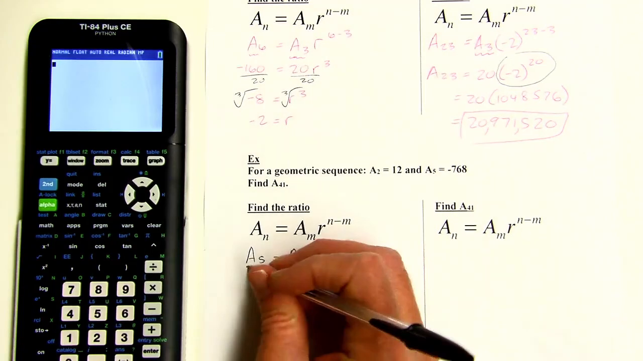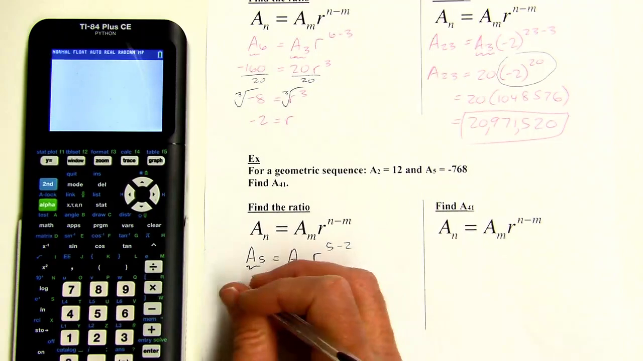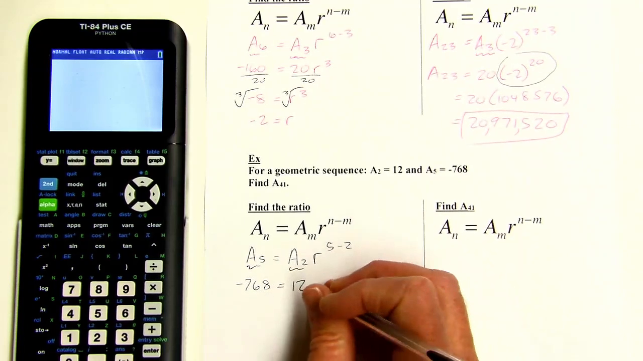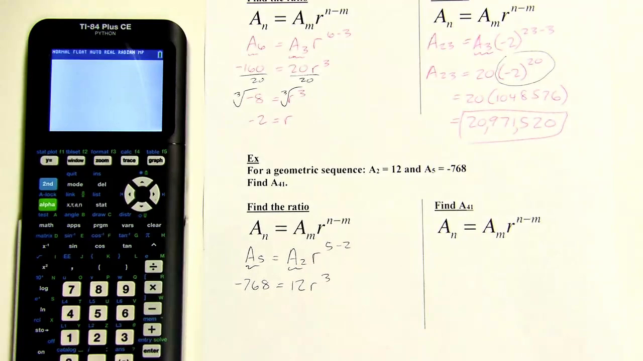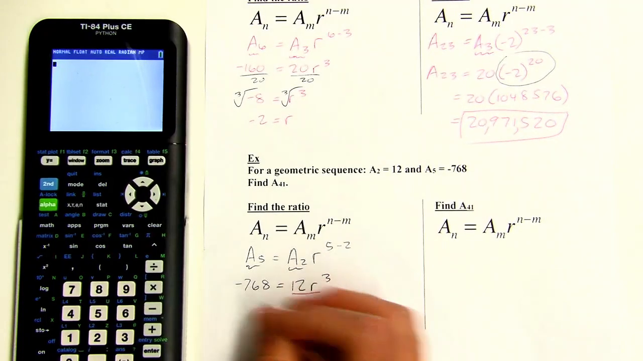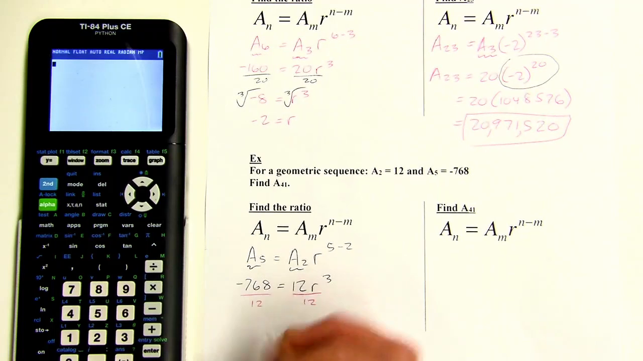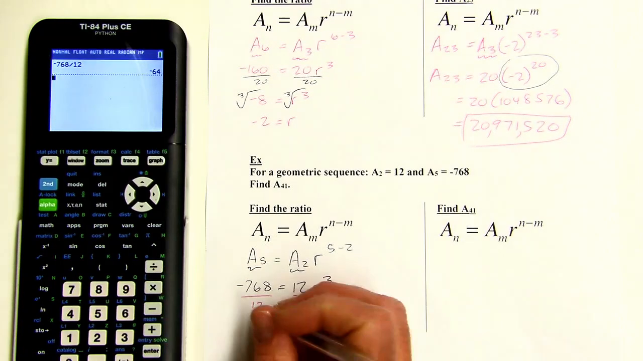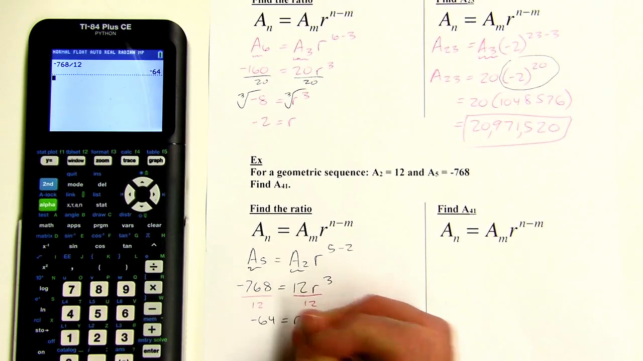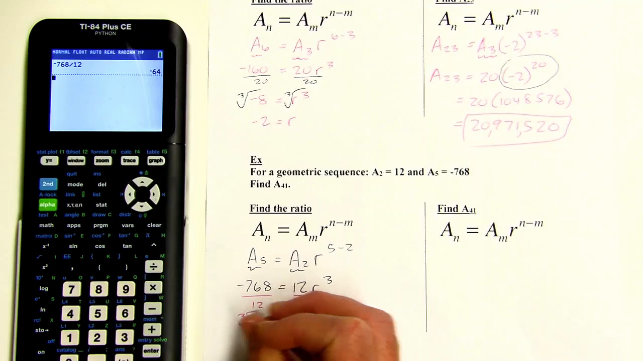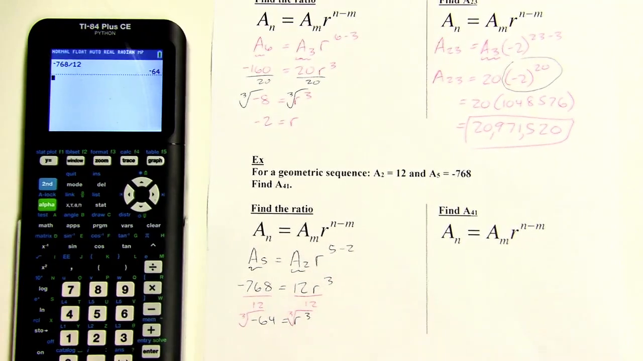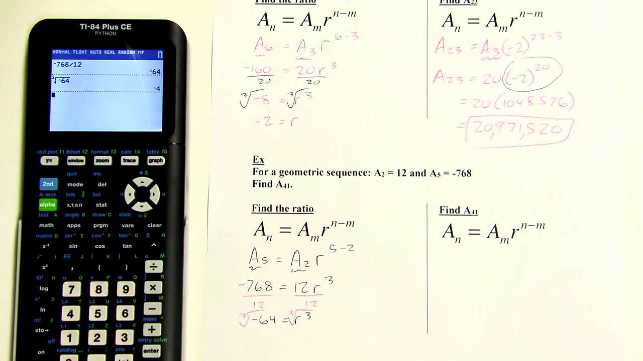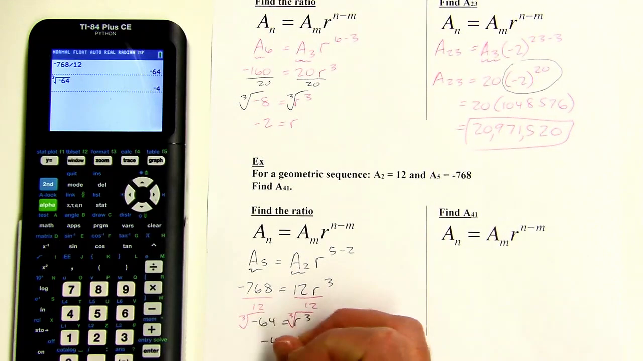And then let's see, let's plug in the value of both of these terms. A sub 5 is negative 768, a sub 2 is 12, 5 minus 2 is 3, okay? Next I'll divide by 12 to isolate r to the third. That gives me negative 64. Okay, and then I'll take the cube root of both sides. And that's going to come out to negative 4 there, right? So negative 4 is the ratio.